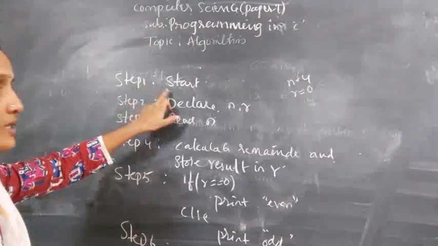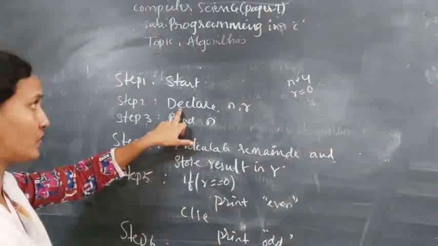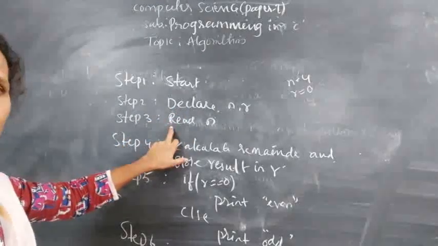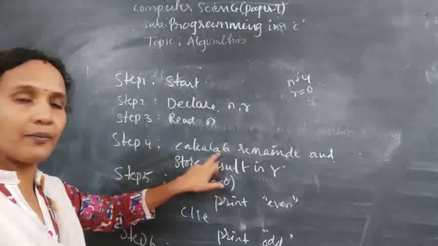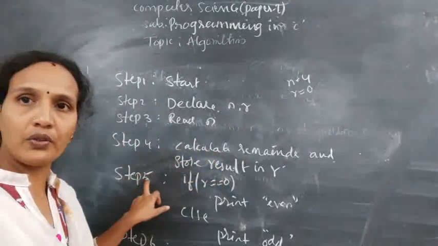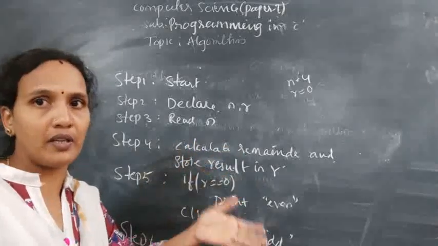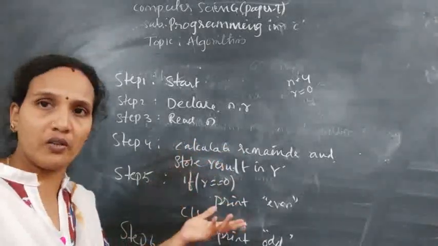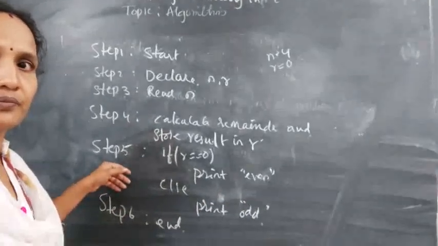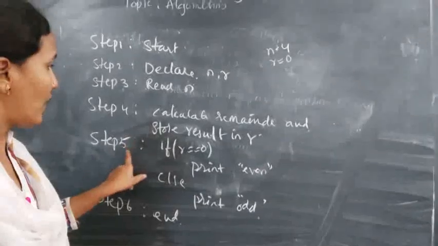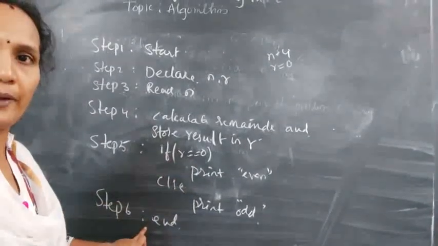First step, start. The second one, declare. Whatever variable you are using in the program, you should declare. Next, whatever input you want to take, you take. Next, you calculate the remainder. After calculating the remainder, you need to check whether the remainder is 0 or not. If the remainder is 0, then that number is an even number. If the remainder is not 0, it is an odd number. That only I have given. After checking whether the remainder is 0 or not, I am ending.